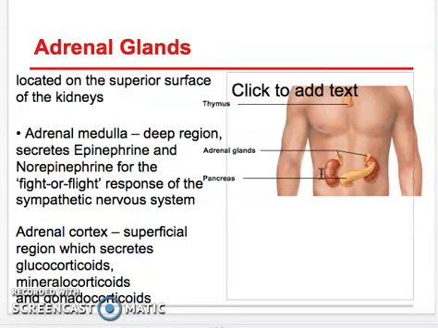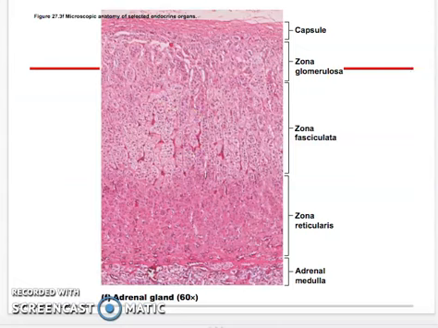And then the cortex secretes the glucocorticoids, mineralocorticoids, and gonadocorticoids. These are involved with maintaining salt and water levels, maintaining glucose levels, and controlling sex hormones. And so here is a slide of the adrenal gland, and you can see there's a capsule out here, and this whole region up here is the cortex, and this region down here is the medulla.